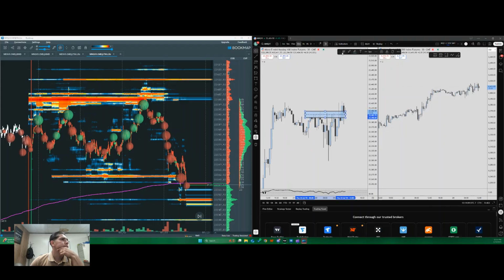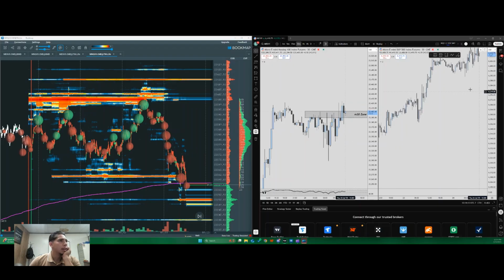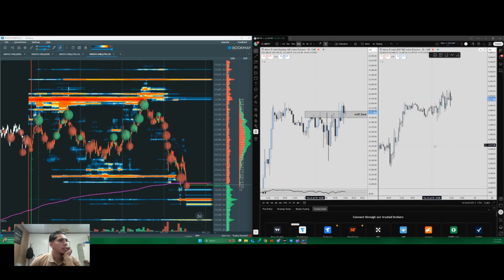You've got the same zone on ES, but I did not mark that one since I trade Nasdaq. I was aware of it, but I didn't mark it.